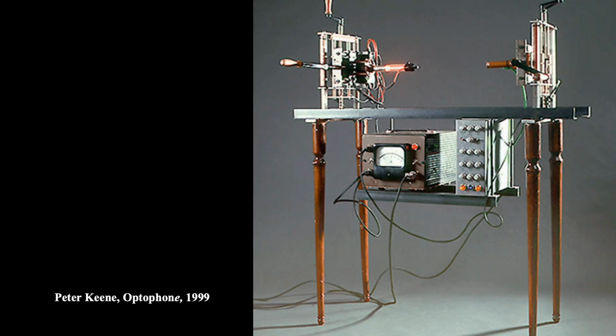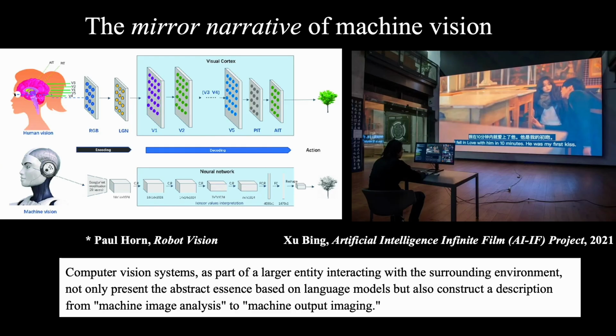For humans at the center of visual culture of images, the boundless images are invisible but floating and changing. Machines extend the stimulation of bodily sensory perception. Early data artist Altman envisioned an optical form that would convert visible images into audio-visual signals, shorten the distance of the subject's perception through the signal transformation, and construct a new path of reality through the machines. Currently, computer vision systems not only present the abstractness based on the LLMs, but also construct a description from machine image analysis to the machine output imaging.